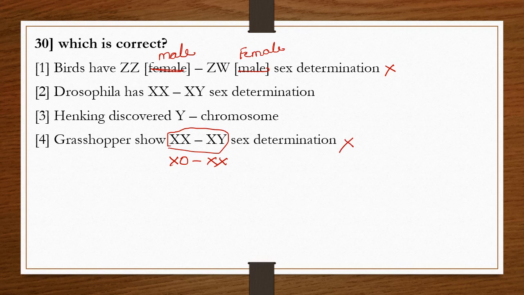Now Henking discovered Y chromosome. Henking discovered the X chromosome. This is also wrong. So then Drosophila has XX, XY sex determination is correct. So the correct answer for this question is option 2.